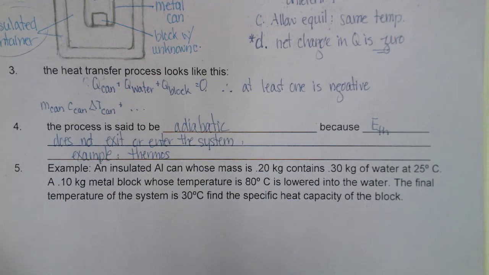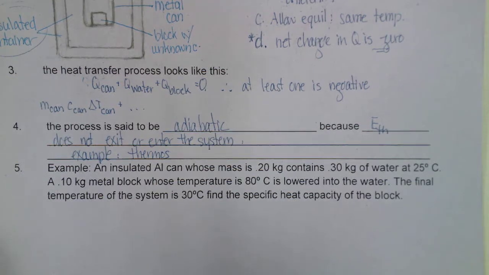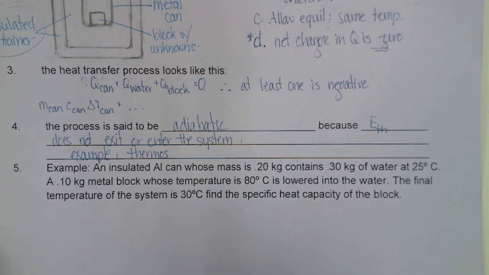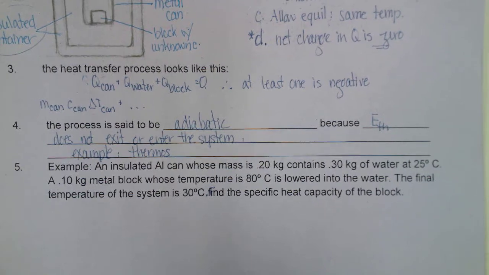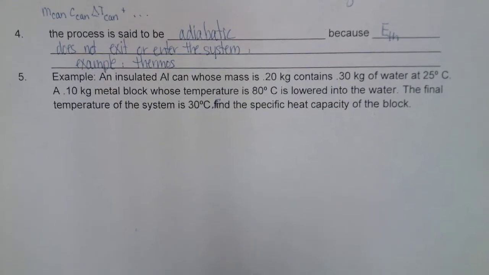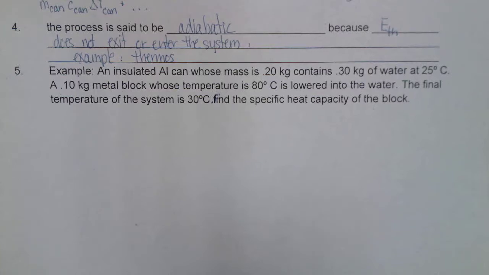All right, so let me do an example of this so you can see the math involved. An insulated aluminum can whose mass is 0.2 kilograms contains 0.3 kilograms of water at 25 degrees Celsius. A 0.1 kilogram metal block whose temperature is 80 degrees Celsius is lowered into the water. The final temperature of the system is 30 degrees Celsius. Find the specific heat capacity of the block. So this is truly a calorimeter that I'm working with. I am looking for the specific heat capacity of the block.